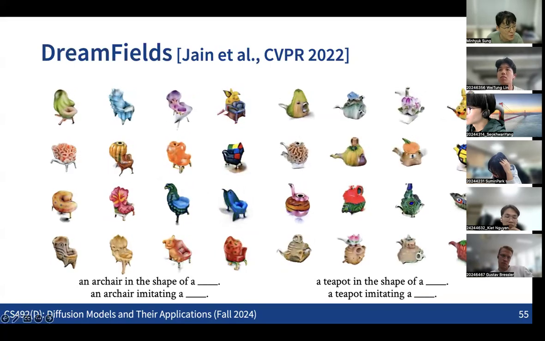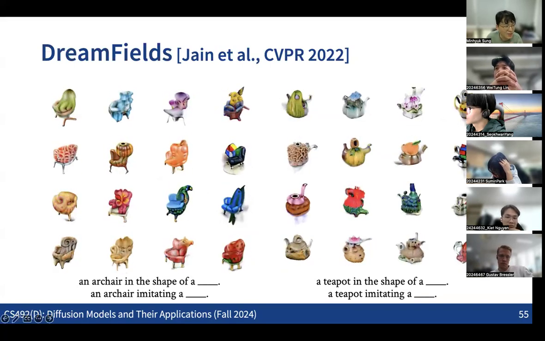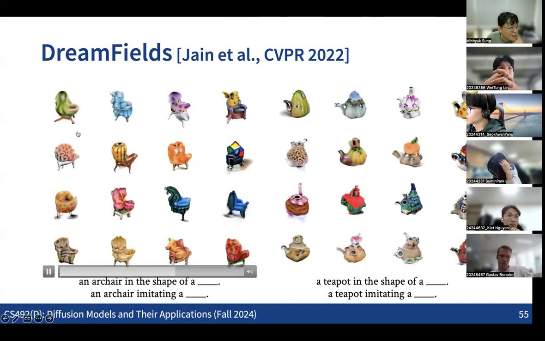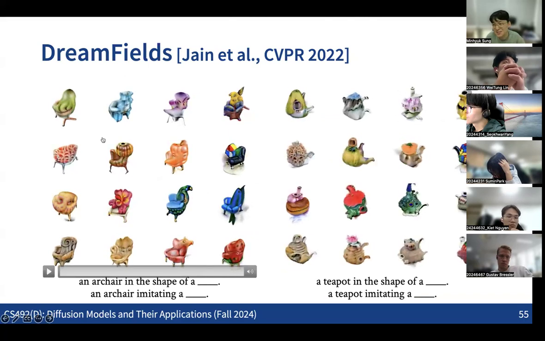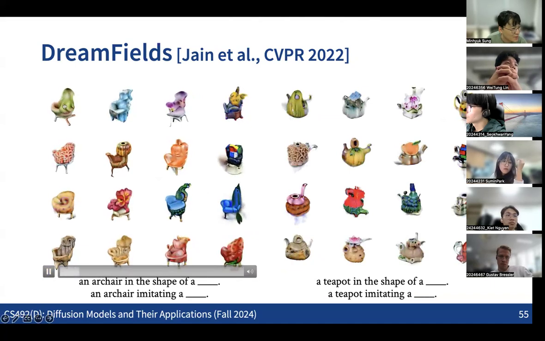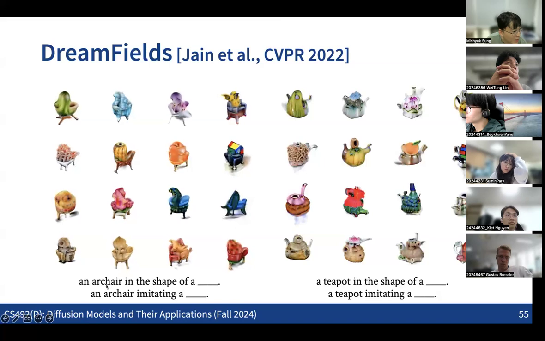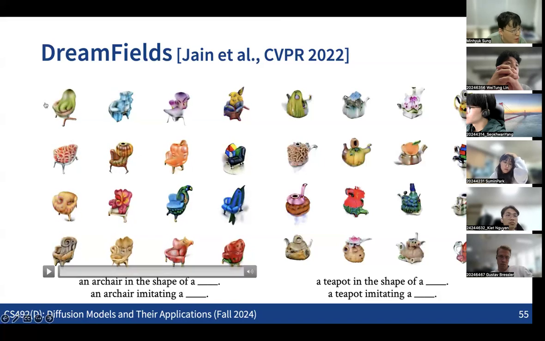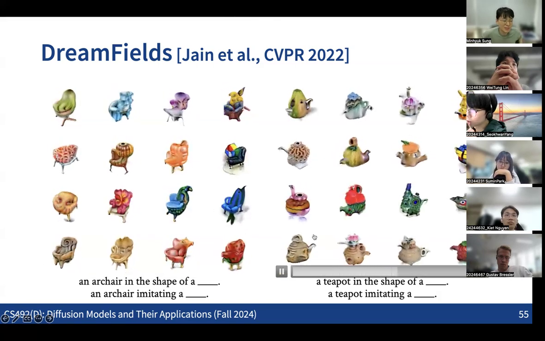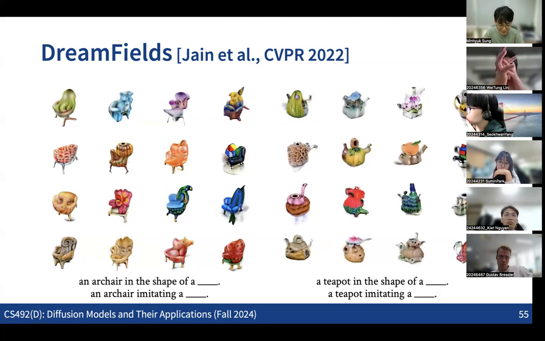So these are some of the examples of doing 3D generation in this way. As you can see, the output looks interesting. It's not very realistic, but we are seeing some interesting examples. This was one of the famous examples, an archer in the shape of an avocado. Then you can get those kinds of results. As you can see, the output is not very realistic, but we are getting something in terms of 3D outputs.